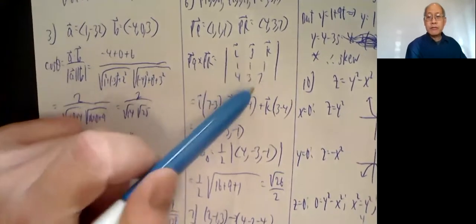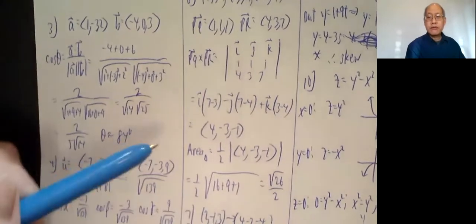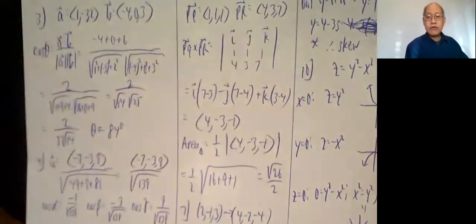So for i, it would be 7 minus 3. j would be 7 minus 4. And k is 3 minus 4. So that's 4, negative 3, negative 1.